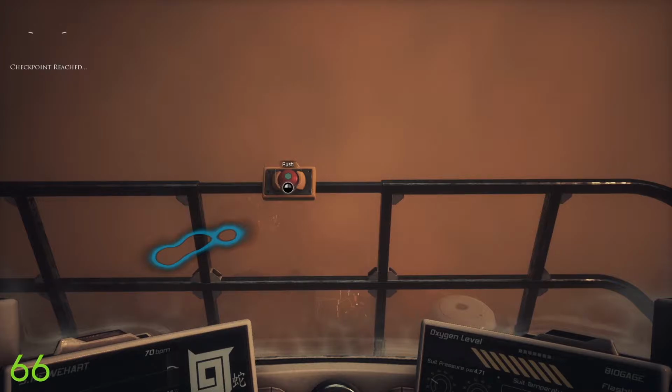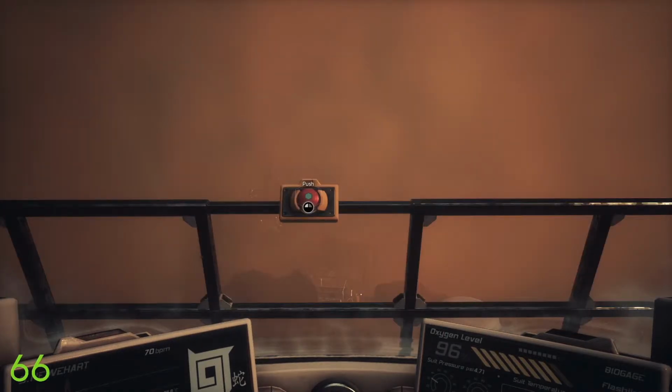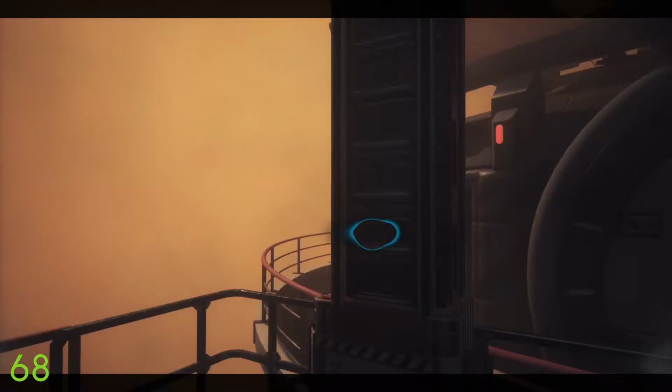I have to go forward. No, go down! What the hell? Well, that was fun. Looks like the only way down is to jump. This is gonna hurt.